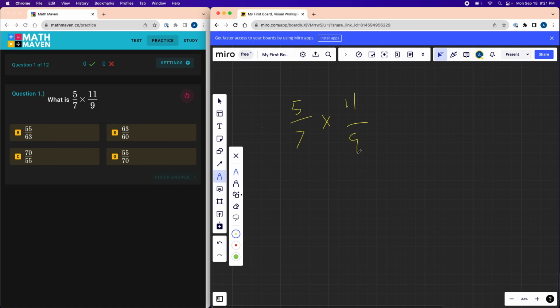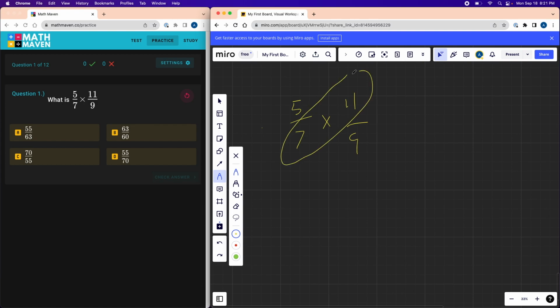Anytime I see any sort of multiplication, or really any type of fraction problem, the first thing I want to do is see if I can simplify anywhere. Look at this first fraction, 5/7. I can't simplify that anymore. Both 5 and 7 are prime, so that fraction cannot be simplified. Then I look at the next one, 11/9. The numerator 11 is a prime number, so that can't be simplified.